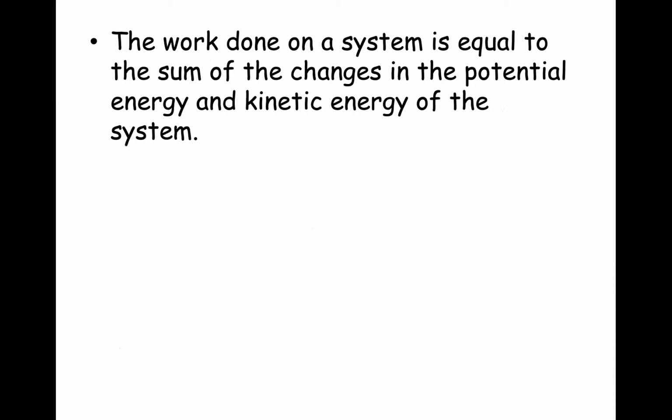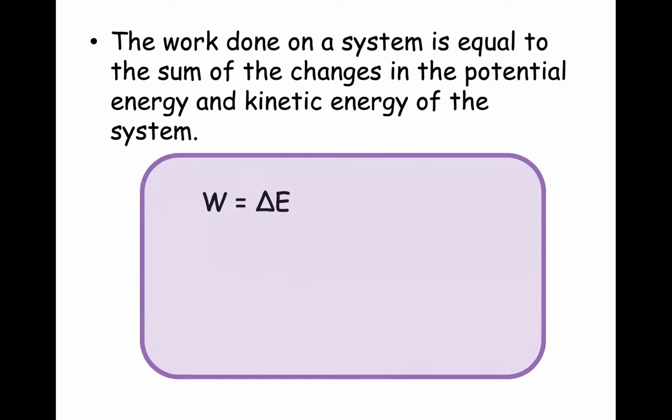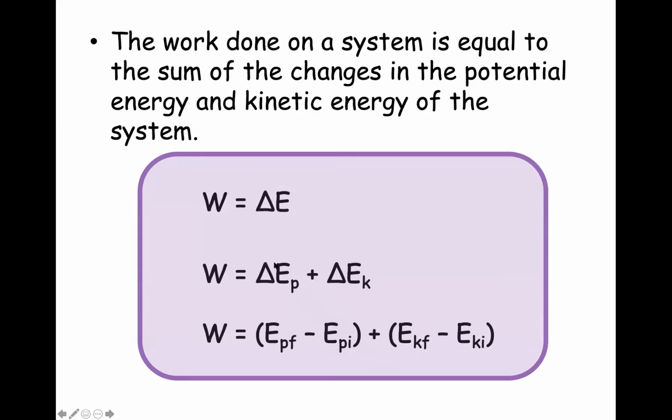So the work done on a system is equal to the sum of the changes in the potential energy and the kinetic energy of the system. We can write that as a formula like this. So this formula right here, work is equal to change in energy. That is what you will see on your formula sheet. The change in energy can also be found by adding the potential energy and the kinetic energy of the object. These two combine to form what we call mechanical energy. We'll talk about that a little bit later on.